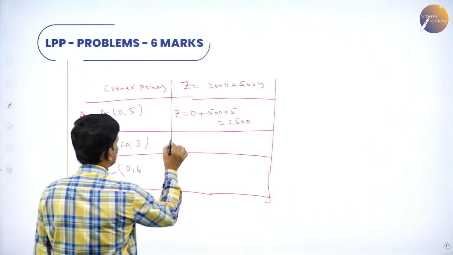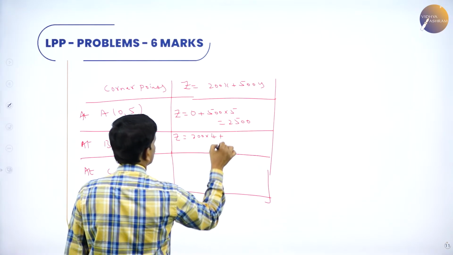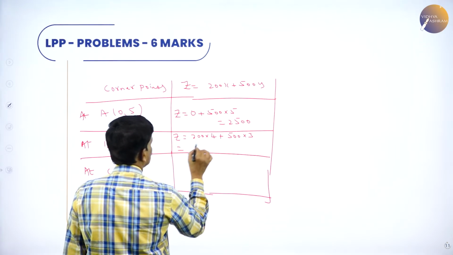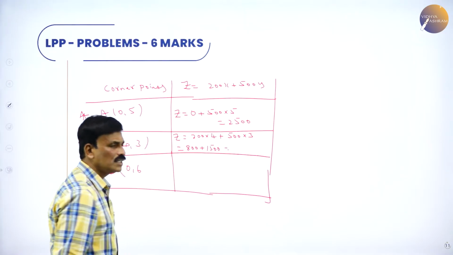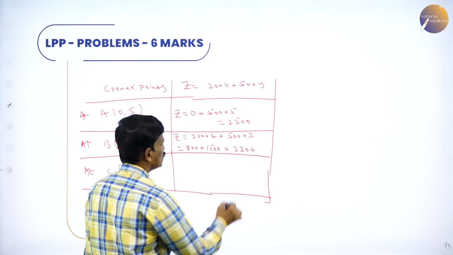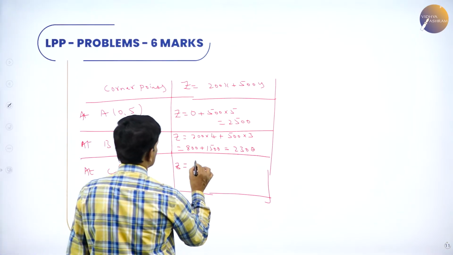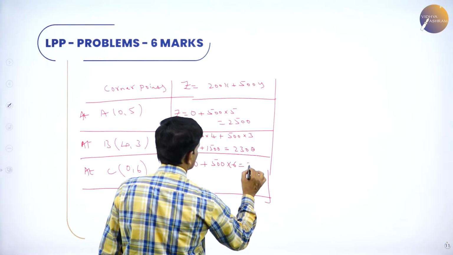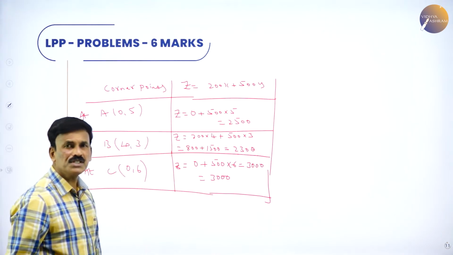Now, at B, Z is equal to 200 into 4 plus 500 into 3. What is this equal to? 800 plus 5 threes are 15, 1500. 800 plus 1500 is 2300. Now, at C (0, 6), Z is equal to 0 plus 500 into 6, 30, this is 3000. Now, what is required to find?